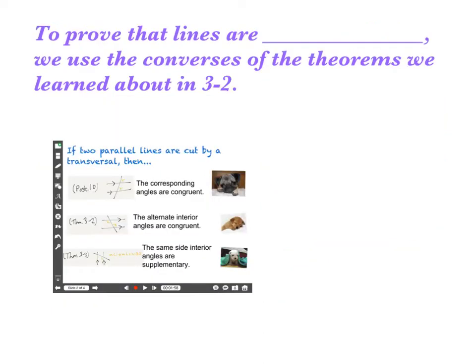So in order to prove that lines are parallel, we use the converses of the theorems we learned about in 3-2. What are we going to prove? Parallel, of course. Parallel. To prove that lines are parallel, we need to use the converses of the theorems we learned about in 3-2.